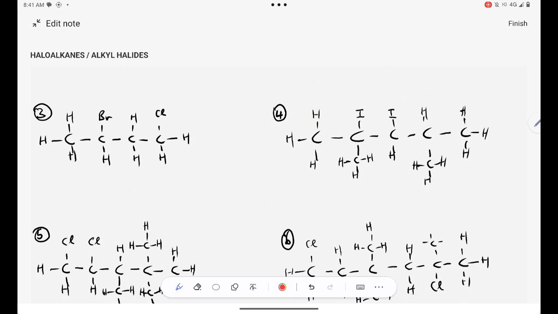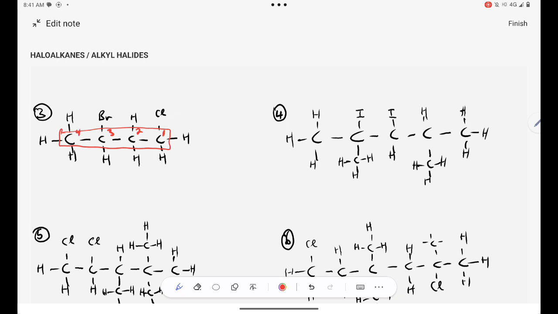Okay, at compound number 3, that's my parent chain over there. I must start numbering from the terminal, which is closer to the halogen. Are you together? So over here, I do have a halogen at carbon number 1. So that will be carbon number 1, 2, 3, and 4.